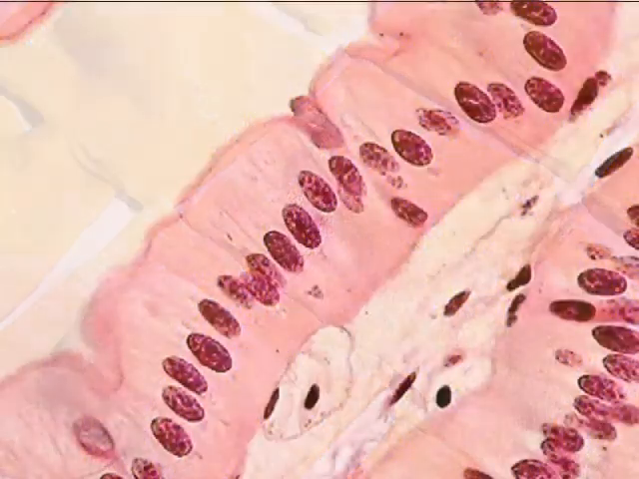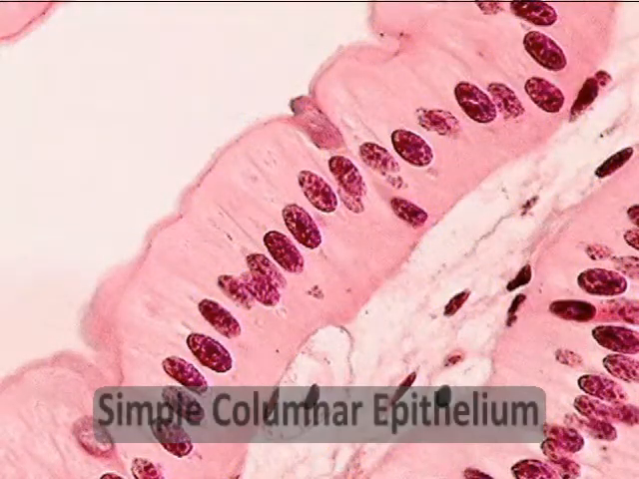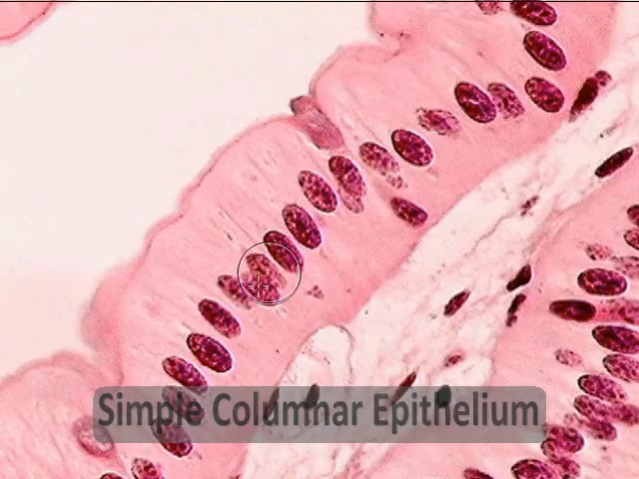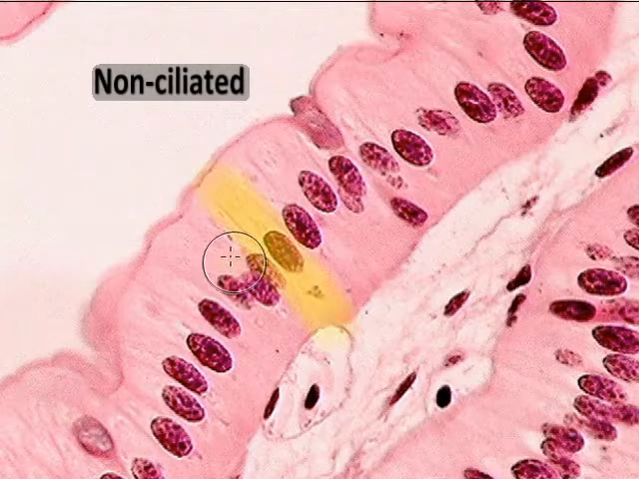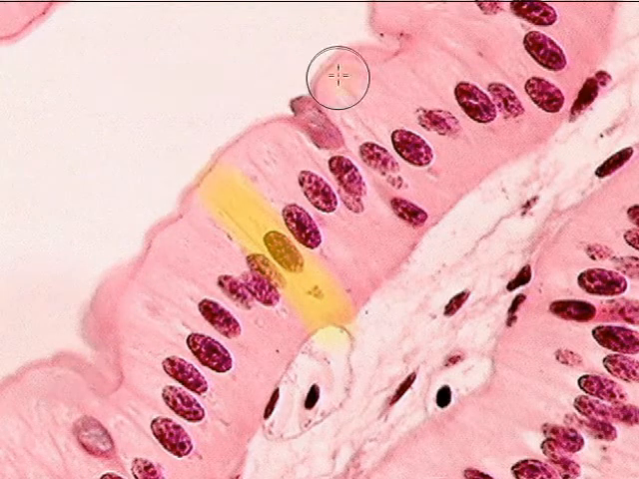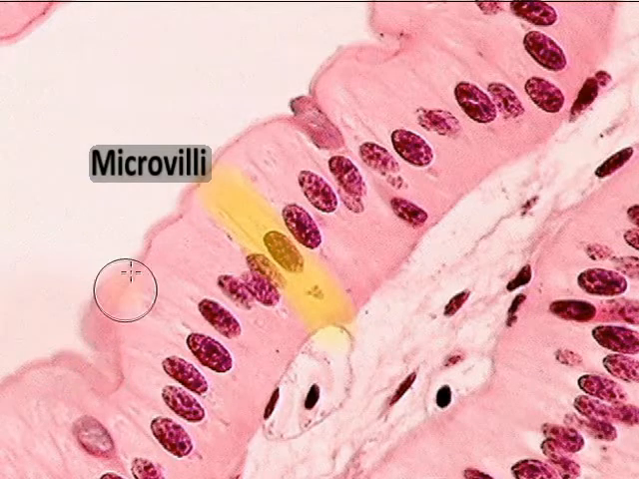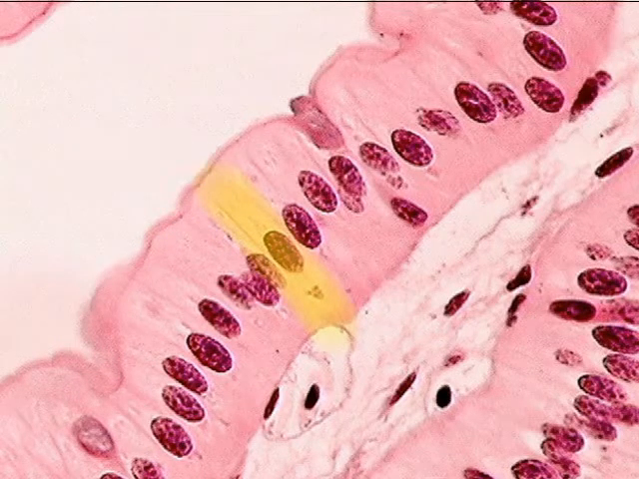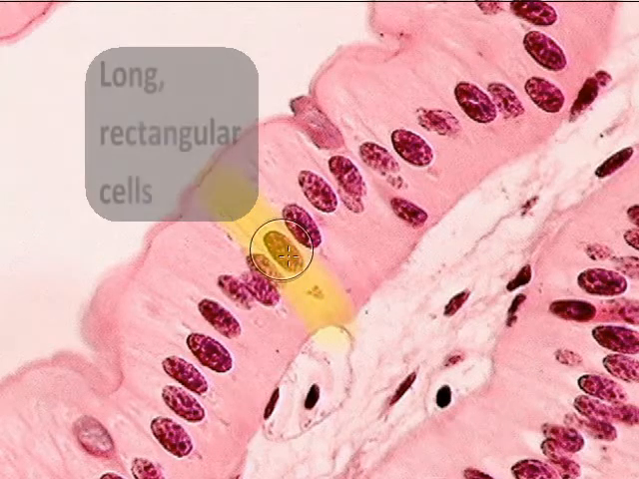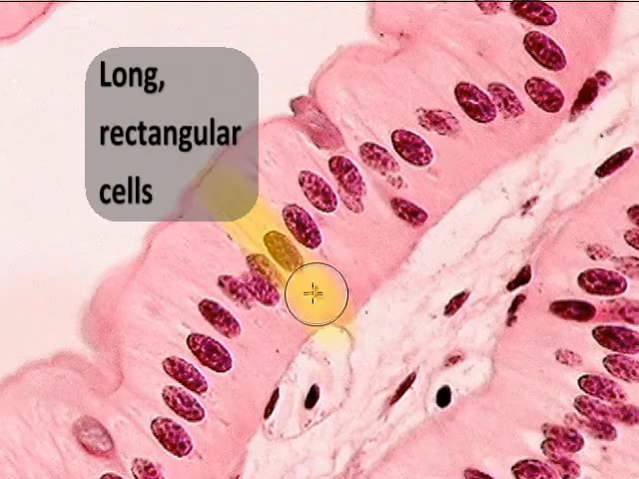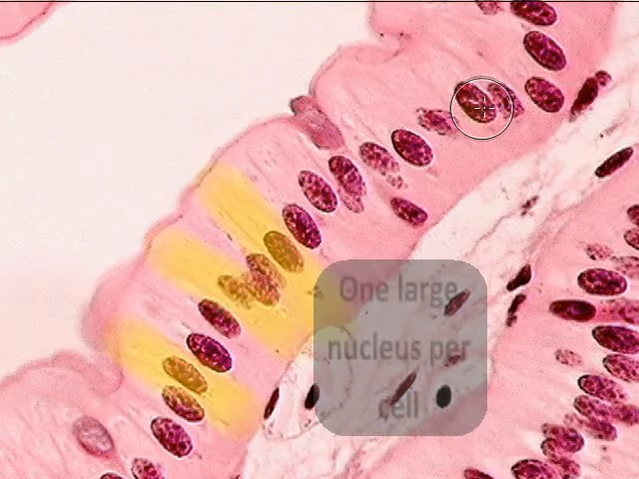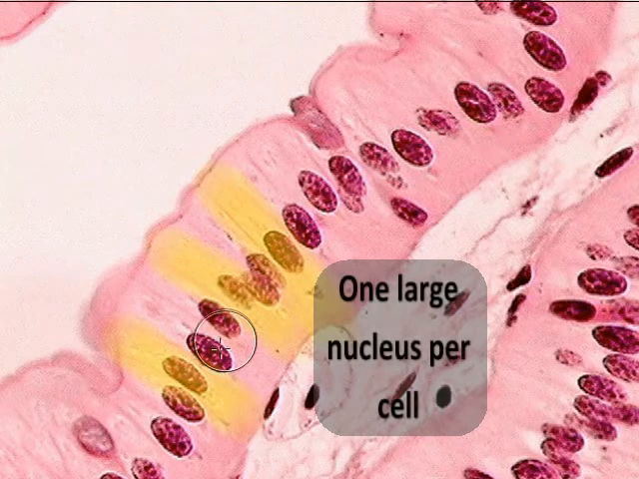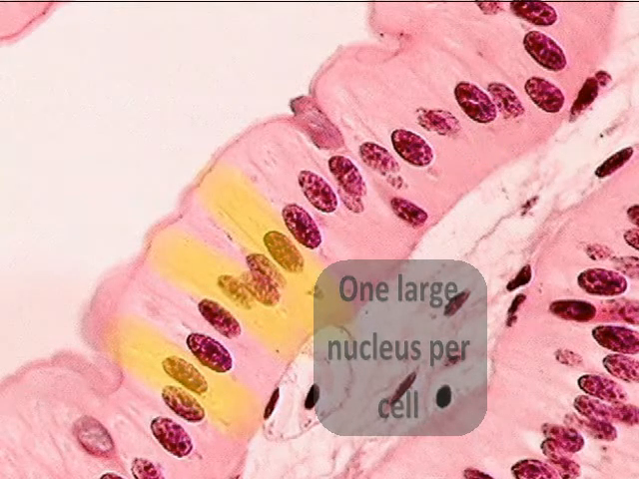Our next epithelial tissue is simple columnar epithelium. And again, simple is one layer of cells, and this is non-ciliated columnar. There's no cilia at the top. Those are microvilli, membrane-like fingers, microscopic structures to aid in absorption and secretion. But the columnar cells are very long, much longer than they are wide, column-like, rectangular-like, and they typically have a large nucleus that's found commonly near the base of the cell.